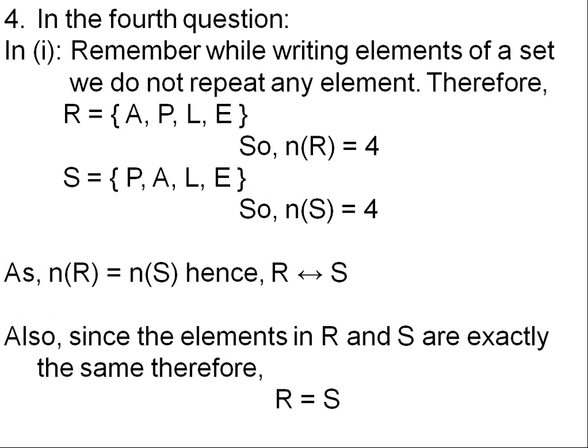The cardinal number will be 4 because there are 4 elements in it. Similarly, set S will be equal to PALE. Again, the total number of elements is 4, so the cardinal number of S is 4. Since both the cardinal numbers are equal, the cardinal number of R is equal to the cardinal number of S, therefore R is equivalent to S. At the same time, if you see the elements of both the sets, they are exactly the same. Though their order is different, the elements are the same.